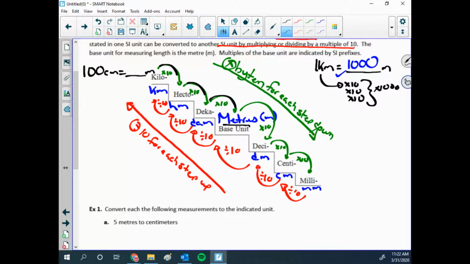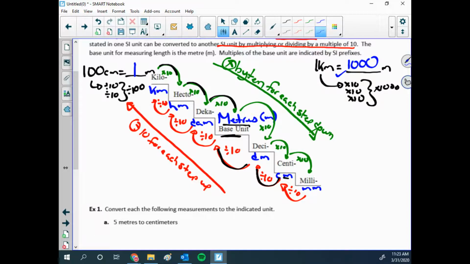Well, according to this staircase, what I would have to do is go from centimeters, divide by 10, and then I end up at my base unit. So I'd have to divide by 10 and divide by 10, which is the same as dividing by 100. So 100 divided by 100 is 1. And we know that to be true, right? 100 centimeters is equal to 1 meter.